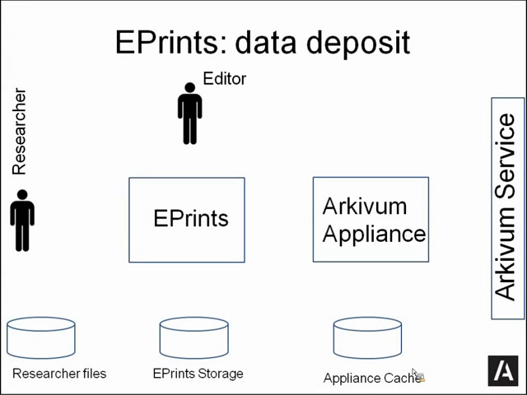So this is how it works. Imagine a researcher has some files. Could be publications, it could be images, it could be research data. It really doesn't matter from our point of view.